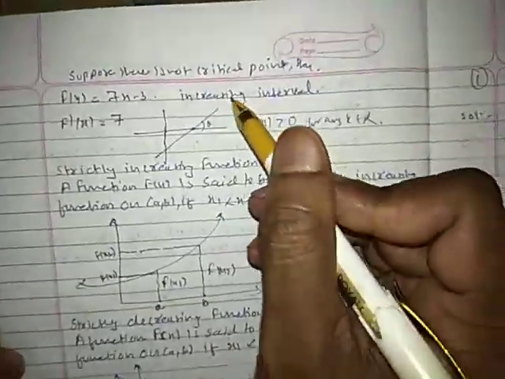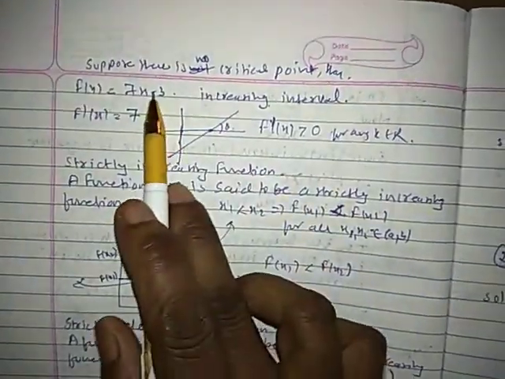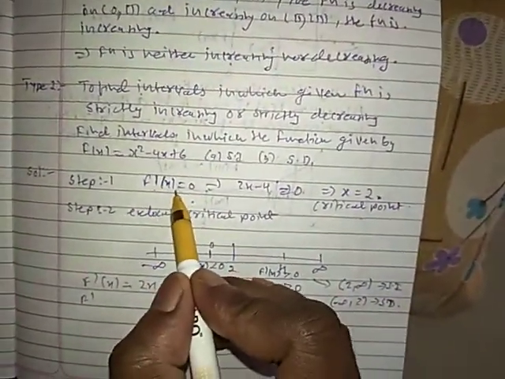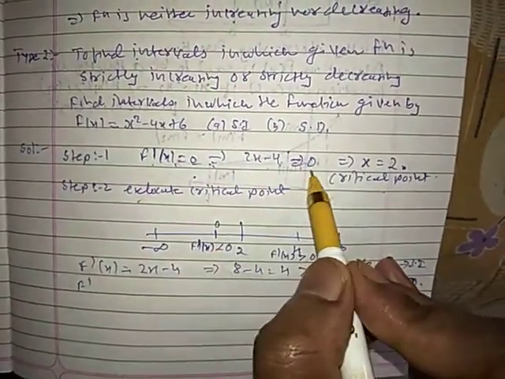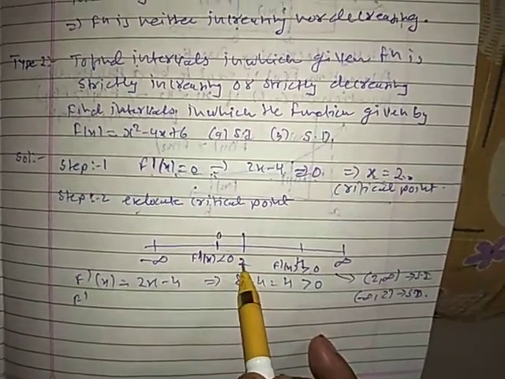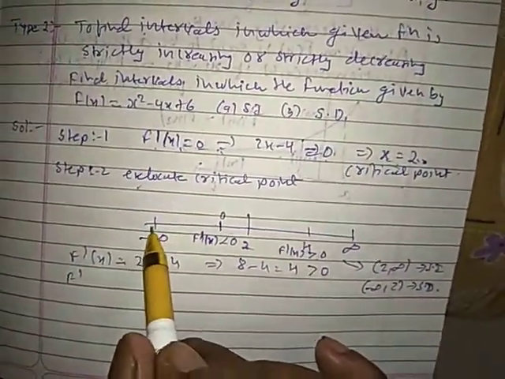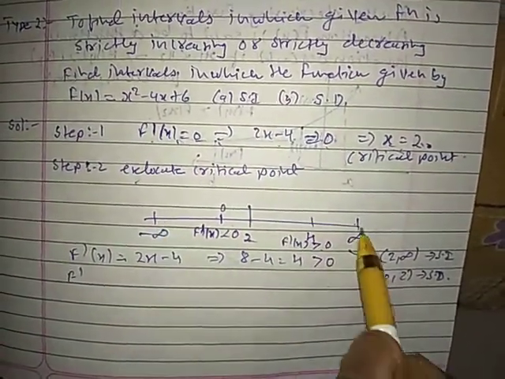Suppose there is no critical point. Here we got a critical point. How did we get the critical point? After taking f dash of x, first step, f dash of x is equal to 0. We got the value of x is equal to 2. So 2 was a critical point. Now the second step is to locate the critical point on the number line.